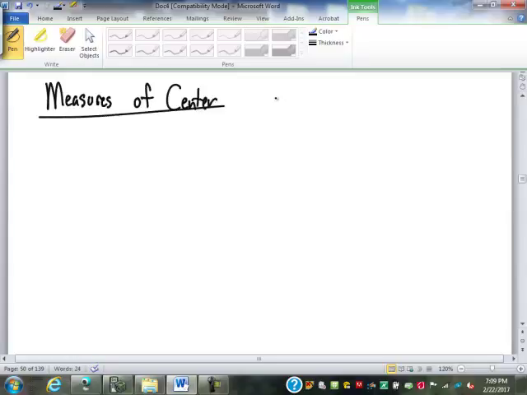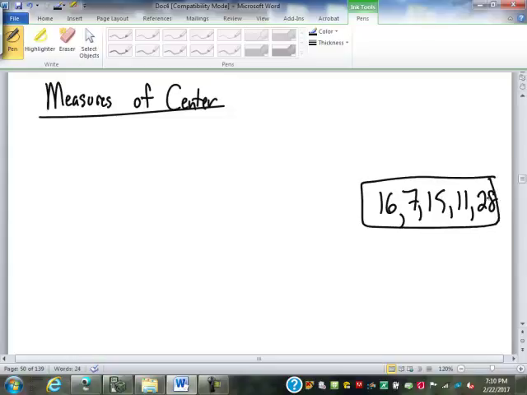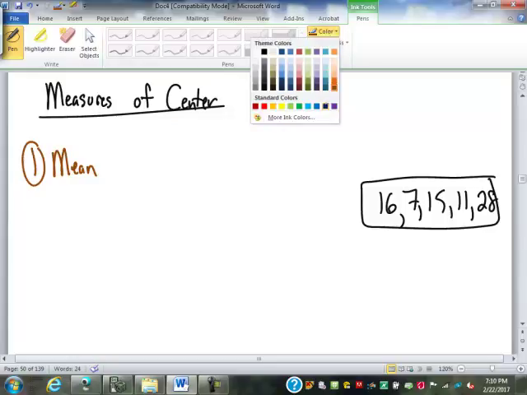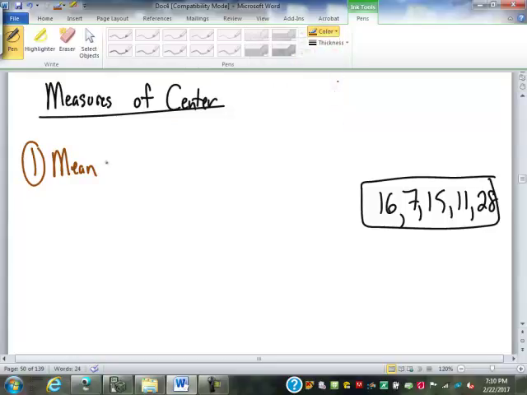So I'm going to put a small data set over here. I'm going to put 5 numbers in it. There, so there's my data set that I'm going to use here. The first measure of center I'm going to talk about is the mean. The mean is what we have all referred to since about second grade as the average.